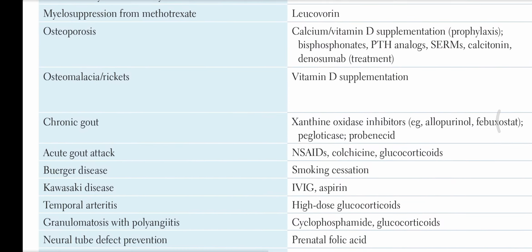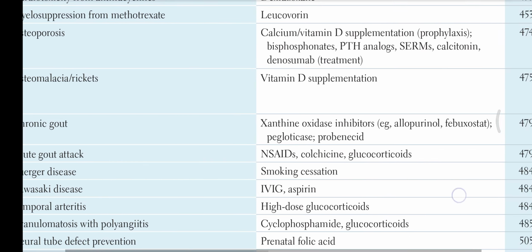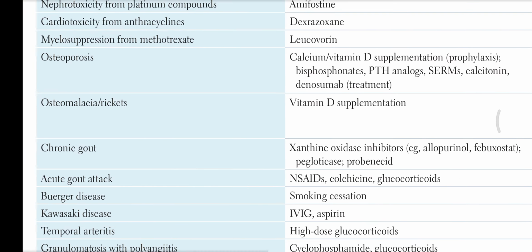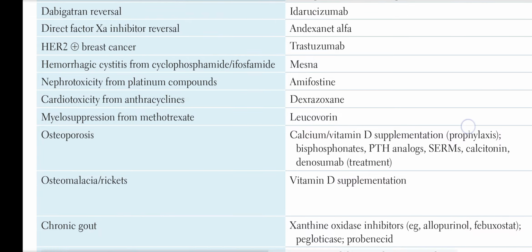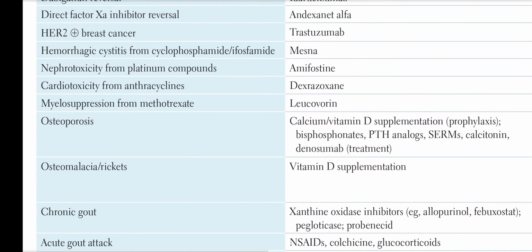Buerger's disease, smoking cessation. Acute gout attack: NSAIDs, colchicine, glucocorticoids are given. Chronic gout: xanthine oxidase inhibitors, allopurinol, febuxostat, pegloticase, probenecid.